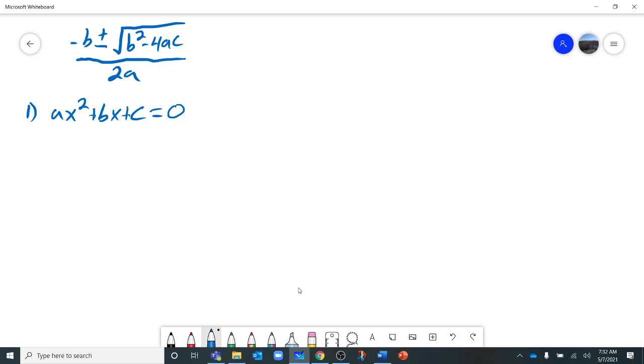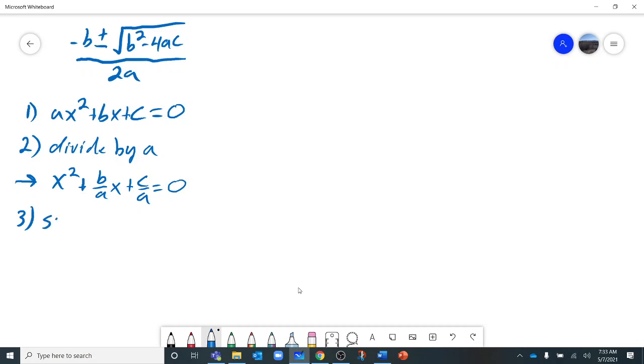That's what it should look like. We started with the equation. Our second step is divide everything by a. So that's going to give us x squared, because ax squared divided by a is 1, plus b over a times x plus c over a is equal to 0. We did divide the 0 by a, but 0 divided by a is still 0. Step 3, we're going to subtract c over a from both sides, and that's going to give us x squared plus b over a x equals negative c over a. We're just working on this like it's a regular equation.